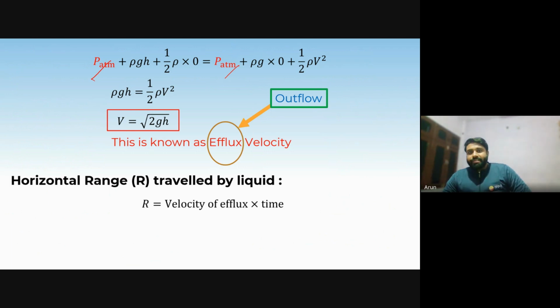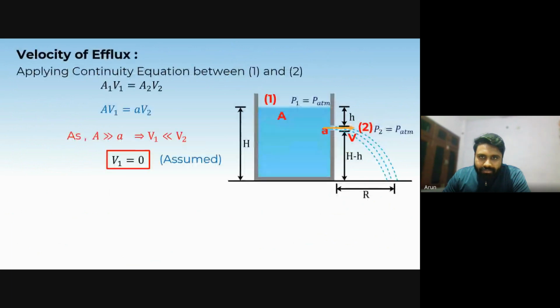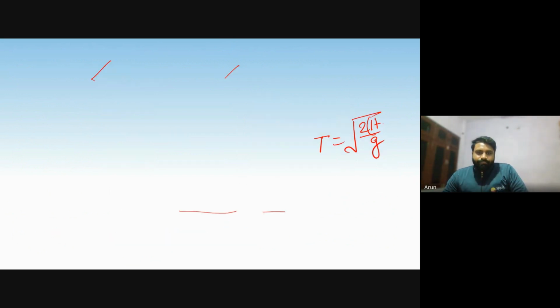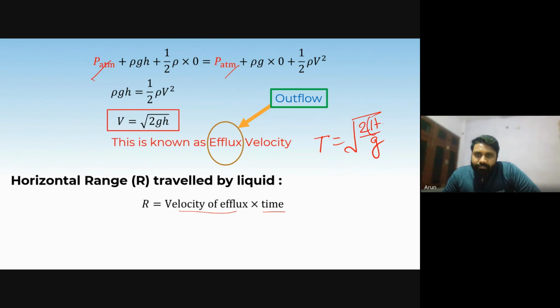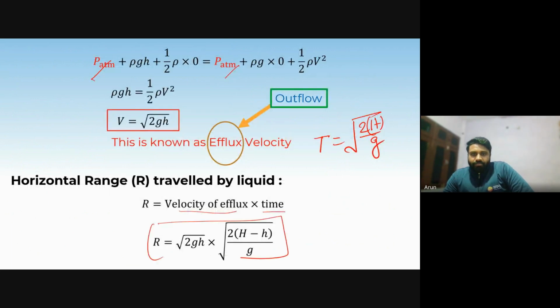Now, the horizontal range traveled by the liquid will be velocity of efflux into time. So it is root 2gh into square root of 2 into (H minus h) divided by g. It is the same as t equals root of 2h by g, and h is nothing but the difference of height. In this case, the liquid is falling from a height of H minus h, so in the expression of time, instead of h, it will be H minus h. So you don't need to remember it. If you know the velocity of efflux, then you can easily find it out.